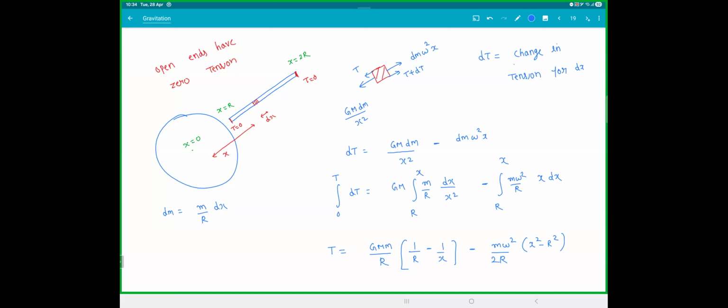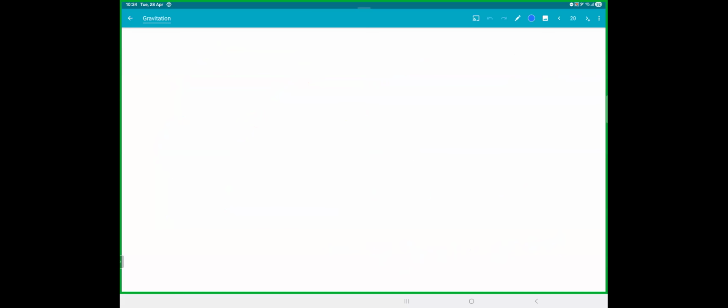Clear with this? I can still do better. I can say plot tension versus x graph. Now, once you have the tension, we can still play a bit more with this. For maximum tension, we set dT by dx equal to 0. But luckily, there is no need to do the differentiation.